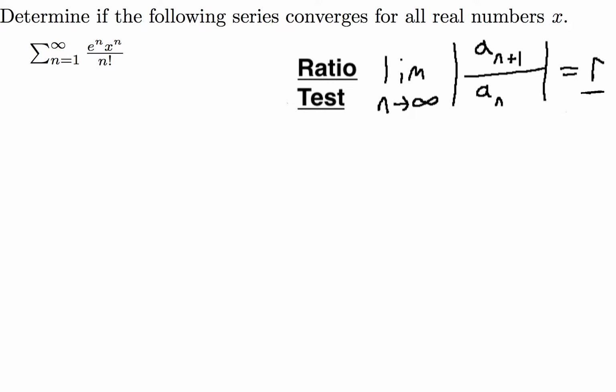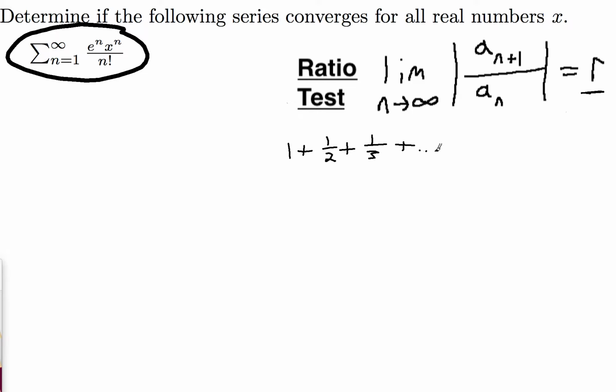Okay, so our task is to determine whether this series written over here on the left converges for all real numbers x. Just a quick recap of what it means for a series to converge. If we have this series 1 plus 1 over 2 plus 1 over 3 plus all the way to 1 over n, as n goes to infinity, this series would converge.